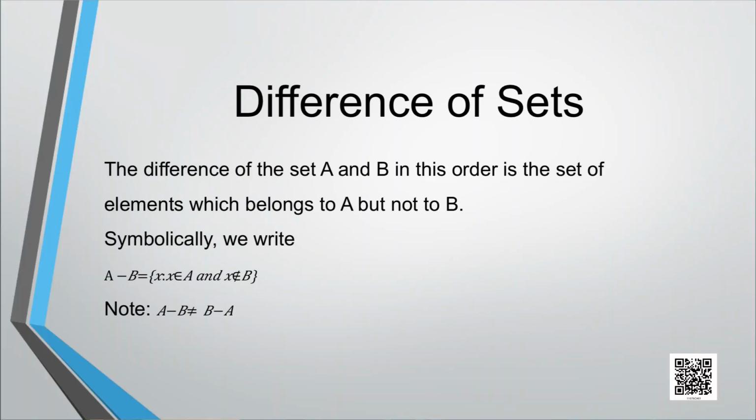Now, students, let us take one more operation. The next operation is the difference of sets. The difference of sets A and B, in this order. Notice this word order, we are going to see it later. It is the set of elements which belong to A but not in B. As the name suggests, it is a difference. Symbolically, A minus B represents all those elements which are in A but not in B.